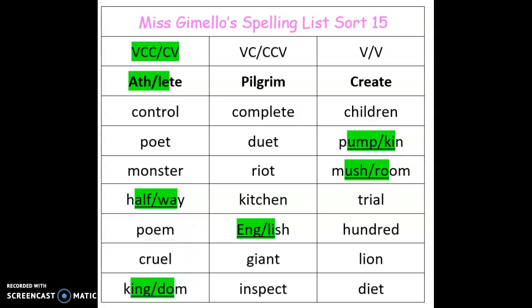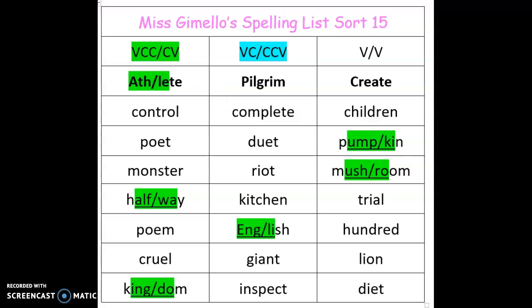We are now going to pick a new color and look at a very similar combination, vowel, consonant, consonant, consonant, vowel, but the emphasis splits after the first consonant. So I'm going to pick a new color. I'm going to highlight my new header. I'll go blue this time.